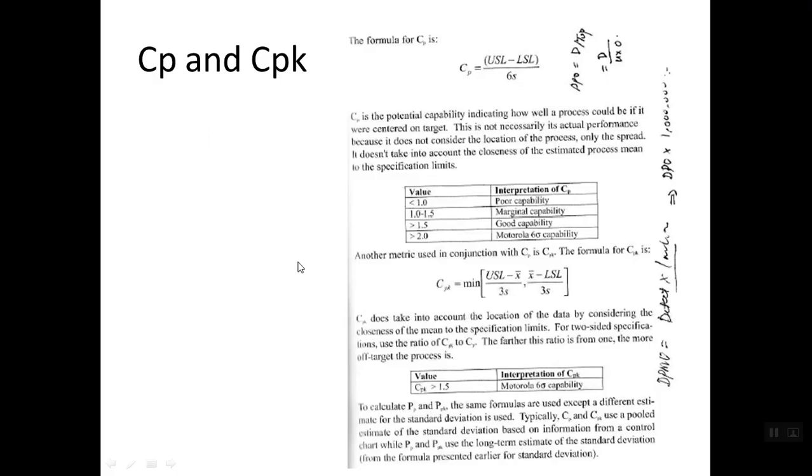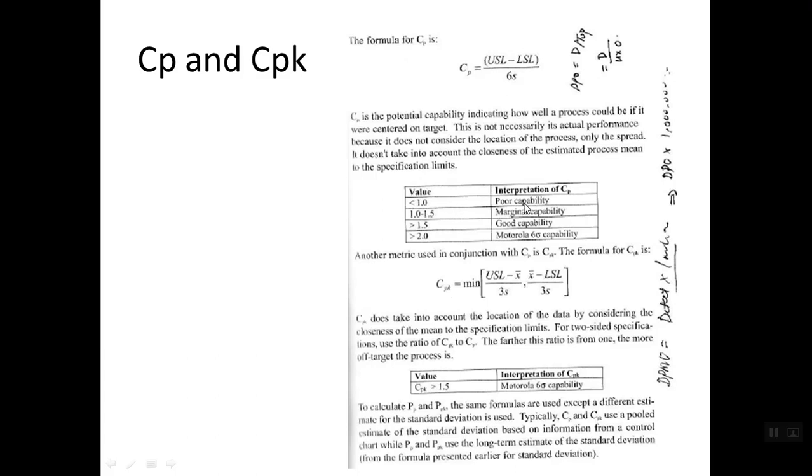About the CPK, you must understand. CPK is the potential capability indicator of how well the process could be if it were centered on the target. CPK does take into account the location of the data by considering the closeness to the mean. The mean and the target are different. Target is what we want. The mean is the average of the result that we get. It's not supposed to be the same as the target.